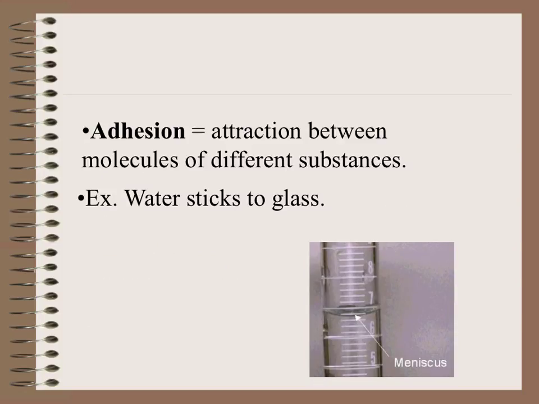Now, what if you have 2 different substances sticking together? That's called adhesion. It's like a sticker sticking to your shirt, or tape sticking to a piece of paper. 2 different substances sticking together. So water can stick to other things. Water can stick to glass. Water can stick to paper. Water can stick to clothing. So anytime water sticks to something different, it's called adhesion. So, for example, water sticking to glass. And you know that water sticks to glass if you see this little curve at the top, what we scientists call the meniscus.